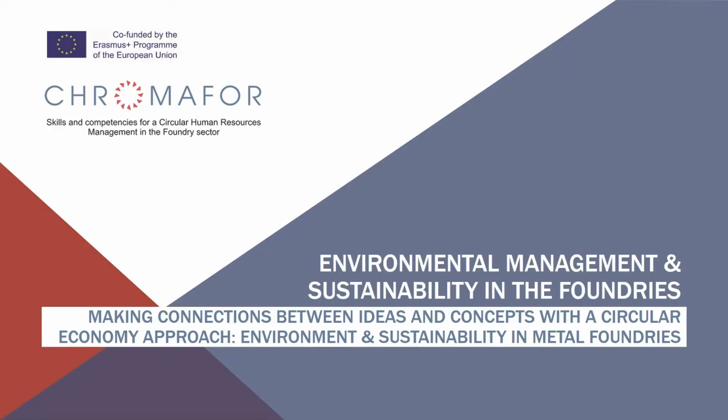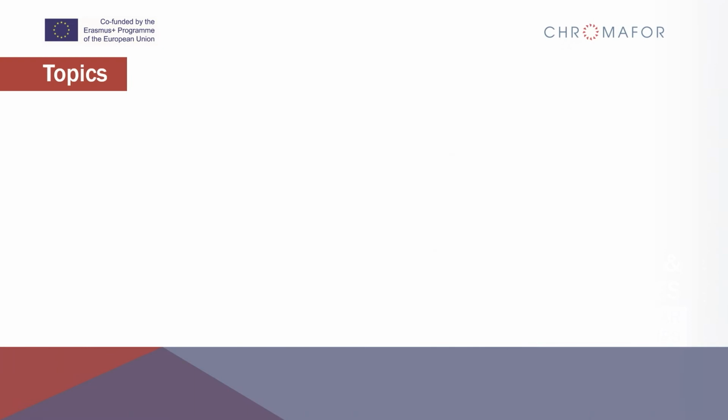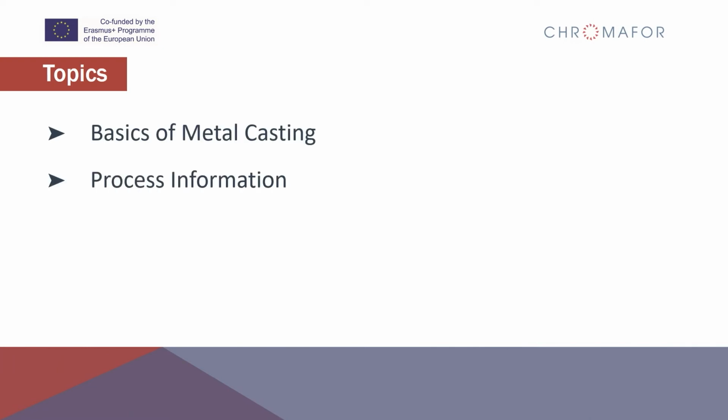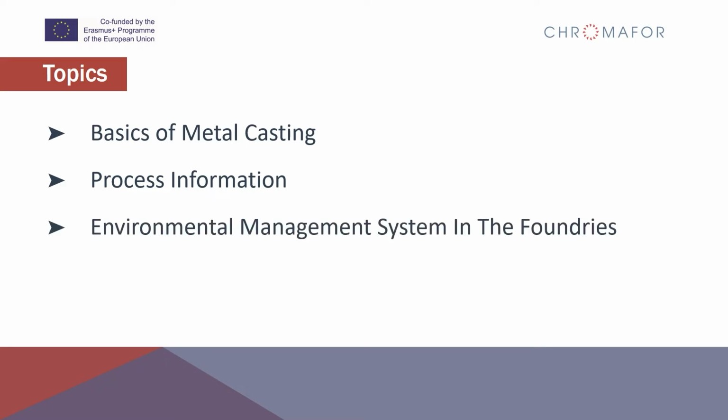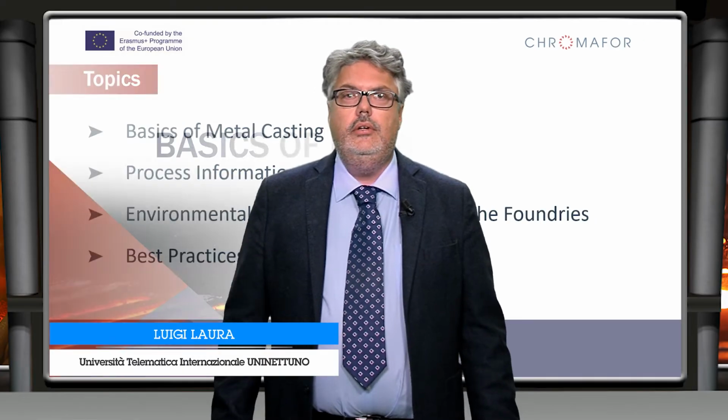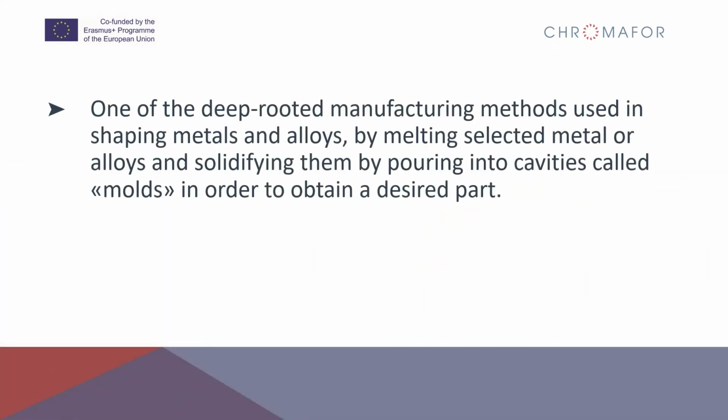This unit is about making connections between ideas and concepts with a circular economy approach, environment and sustainability in metal foundries. The topics of this unit are basics of metal casting, process information, environmental management system in the foundries, and best practice and sustainability. In detail, for the basics of metal casting, we will deal with the following topics.